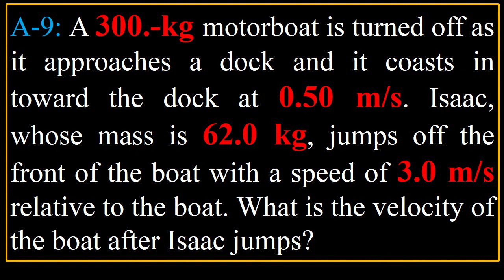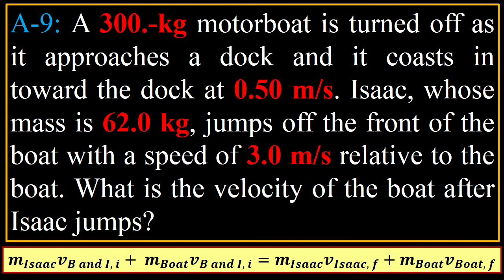A 300 kilogram motorboat is turned off as it approaches a dock, and it coasts in towards the dock at 0.5 meters per second. Isaac, whose mass is 62 kilograms, jumps off the front of the boat with a speed of 3 meters per second relative to the boat. What is the velocity of the boat after Isaac jumps? Well, the sum of the initial momenta has to equal the sum of the final momenta. And we want to know the final velocity of the boat. It says, what is the velocity of the boat after Isaac jumps?